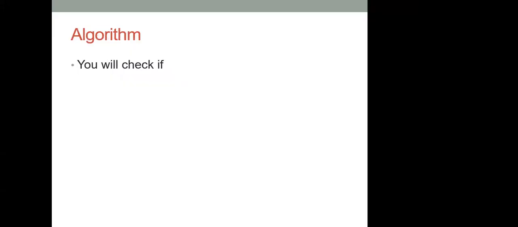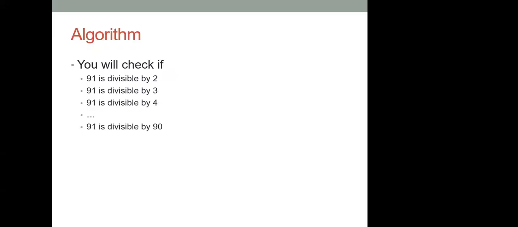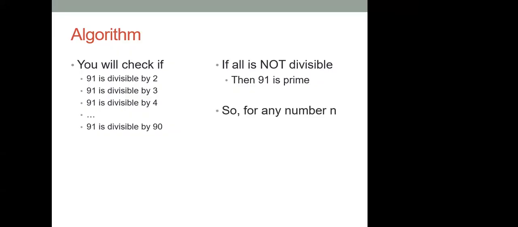Well, that is actually the beginning of how you design the algorithm. You will check if 91 is divisible by 2, right? And then 3, and then 4, and so on, until 90. What is the condition that 91 is a prime number, and what is the condition that 91 is not a prime number? You have to write it down yourself as pseudocode. If all the numbers from 2 to 90 are not divisible, then 91 is a prime number, right? The other case is if any number in between is divisible, then it's not.